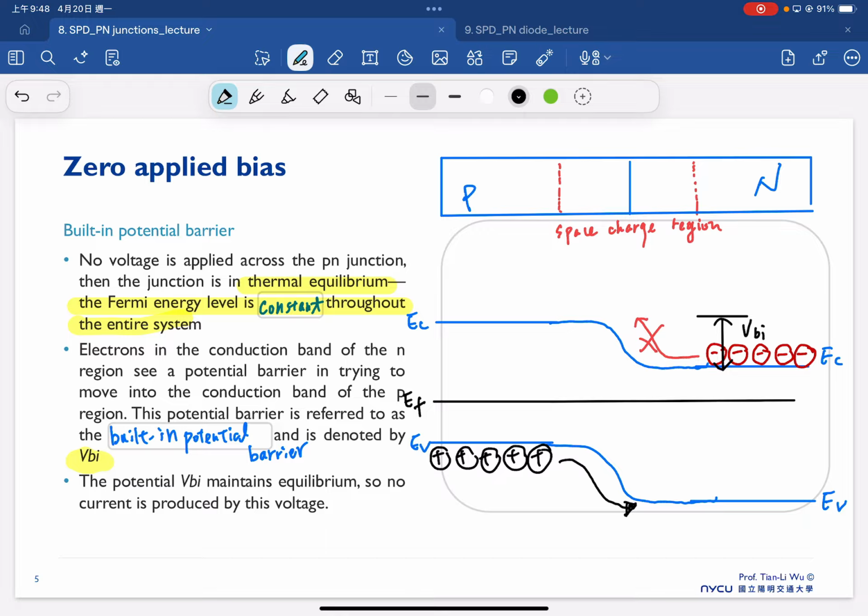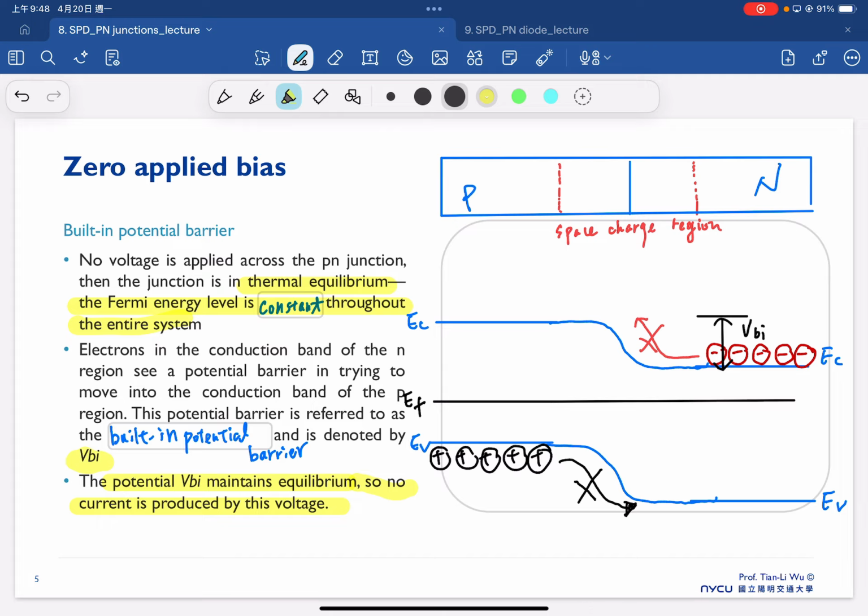But also the holes will see this potential barrier. So therefore, this potential barrier will stop the hole diffusion here. So this potential VBI maintains equilibrium, so therefore no current is produced by this voltage. This is a voltage where we don't apply any additional bias, and therefore the PN junction will internally form this built-in potential that will stop the carrier diffusion.